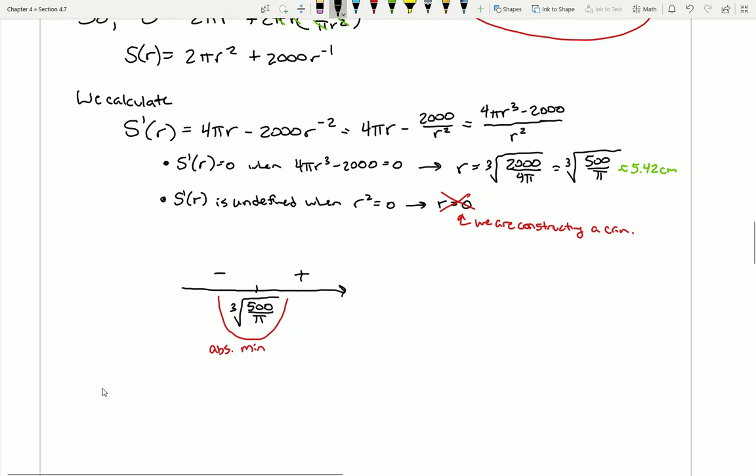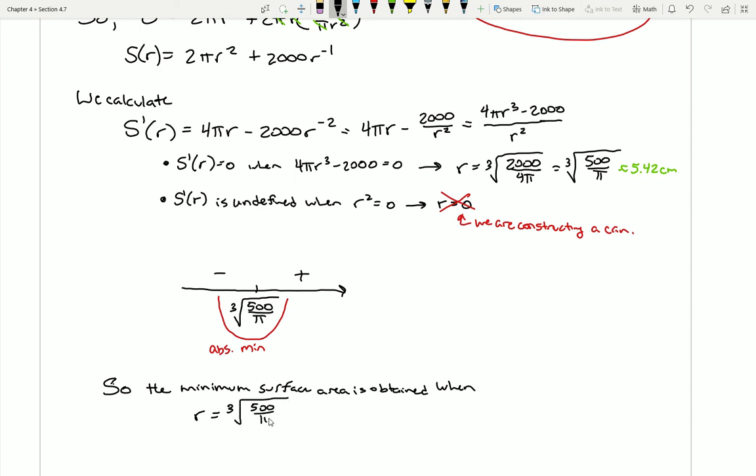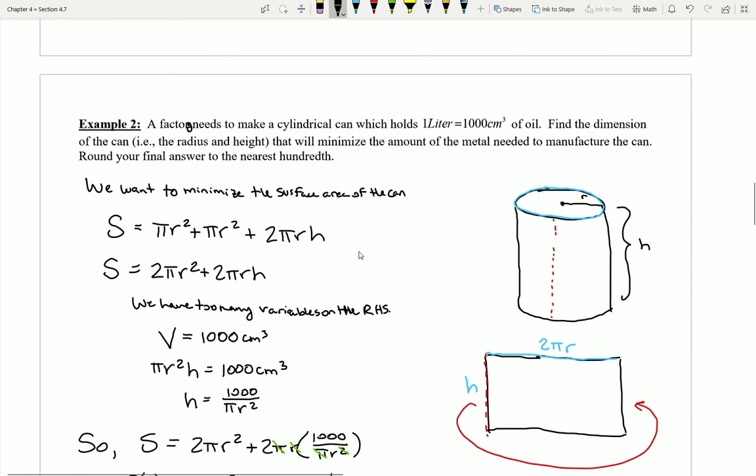So now I can easily reach my conclusion. So the minimum surface area is obtained when r is equal to the cube root of 500 over pi. Again, we know this is roughly the same as 4.52 centimeters. And of course, I need to make sure that I've actually answered the question. Notice here, though, I want to find the dimensions of the can. So I want the radius and I want the height here.